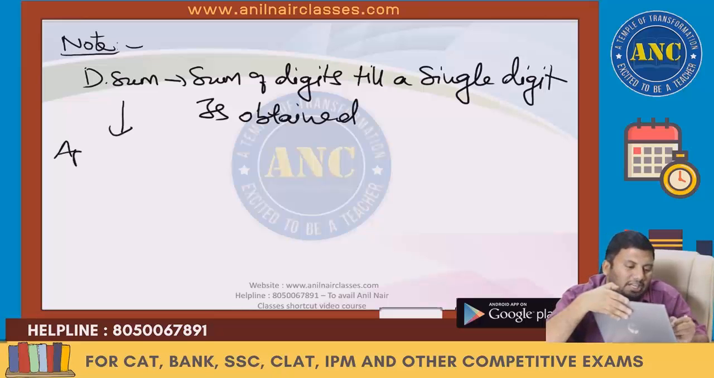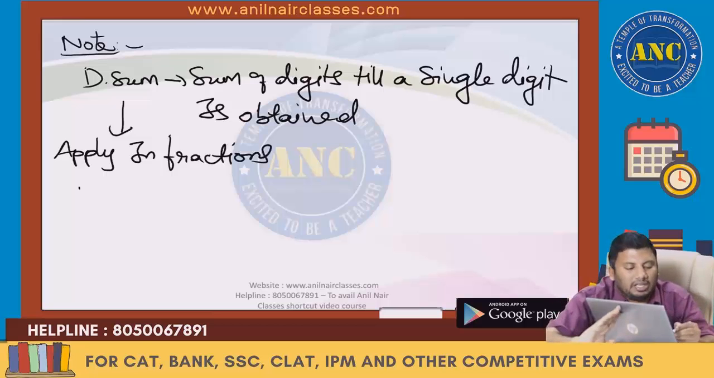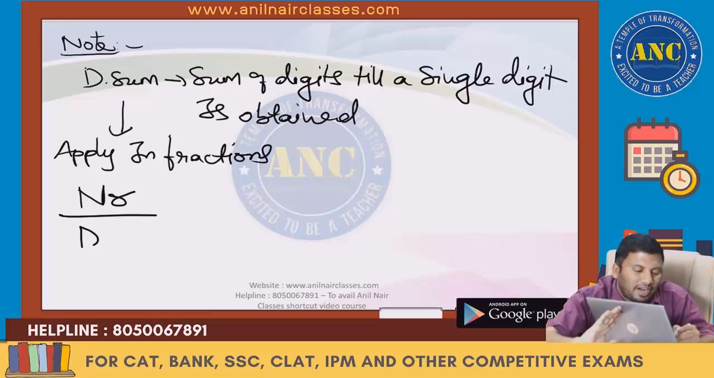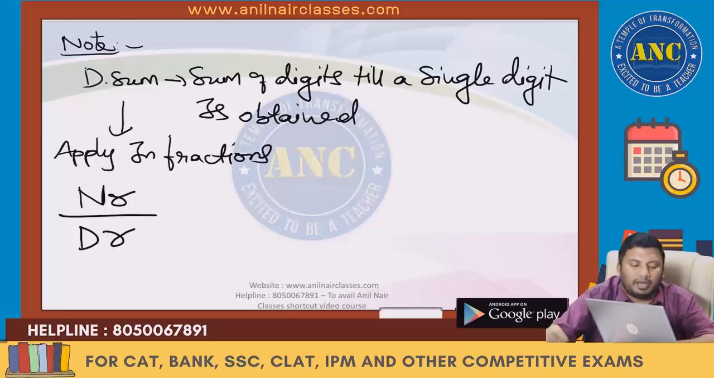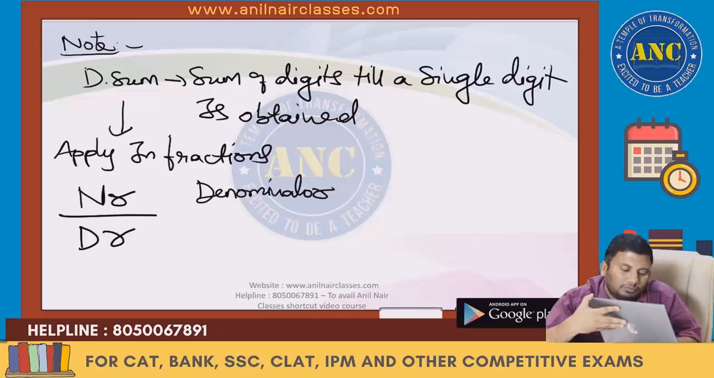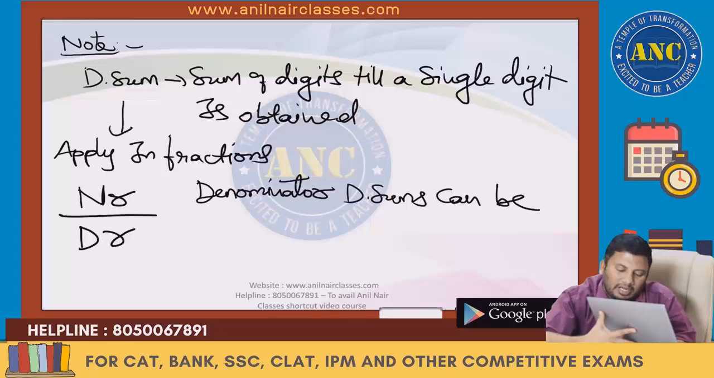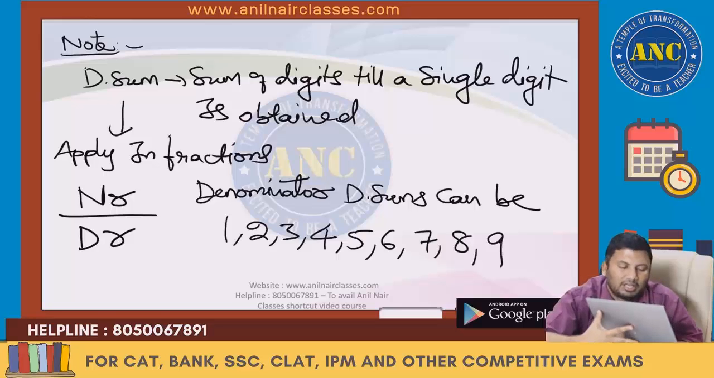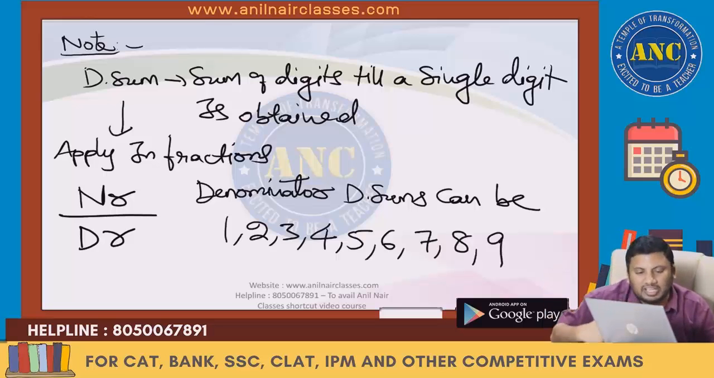How to apply digital sum in fractions? A fraction is of the form numerator by denominator. The denominator's digital sum can be 1, 2, 3, 4, 5, 6, 7, 8, 9. A digital sum of 0 is not possible.